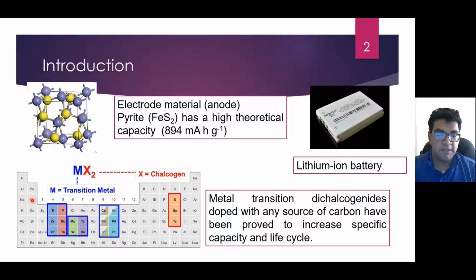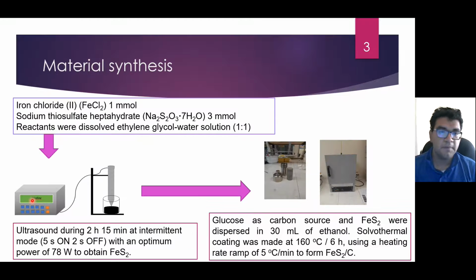Pyrite has been studied as anode for lithium-ion batteries due to its high theoretical capacity, and like any transition metal chalcogenide, doping with any source of carbon has been proved to increase specific capacity and life cycle.